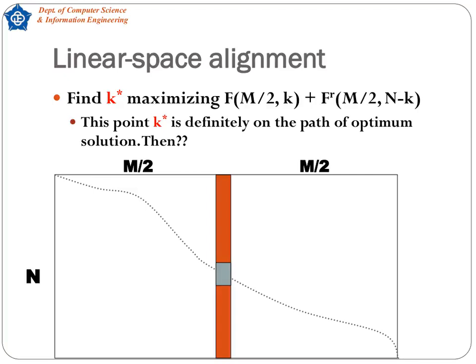Once we've located this midpoint, we simply recurse on the 2 smaller submatrices on either side, reconstructing the full alignment while only ever storing 1 column of scores at a time.